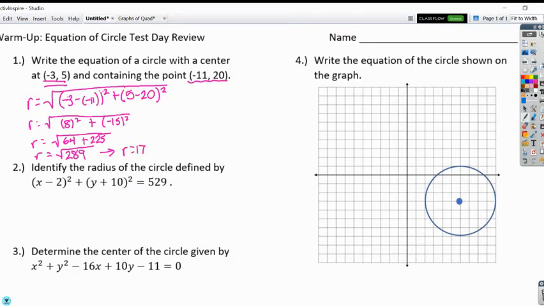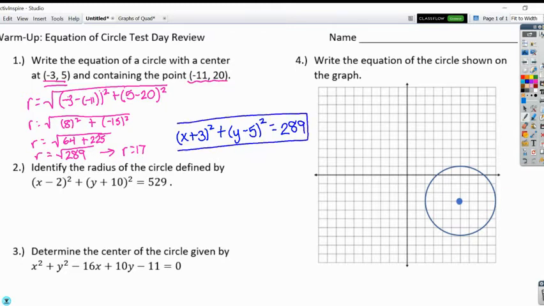We go ahead and use that now to make the equation. So this is going to be x plus 3 quantity squared. Remember, in the binomial, it's always the opposite sign of what your center has. Then we add on the y minus 5 quantity squared and set this equal to our r squared value. That is going to be 17 squared, gives us 289.